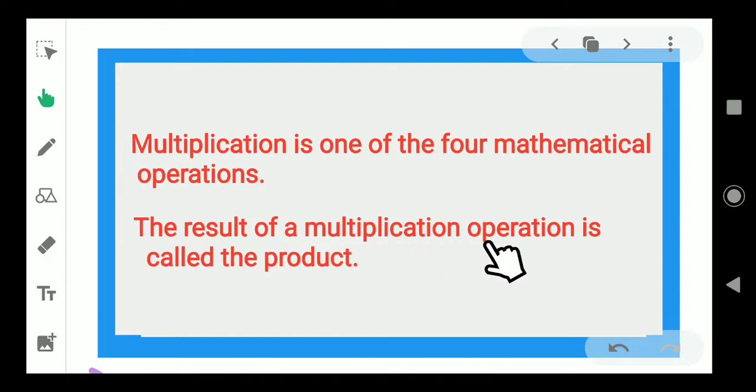The result of a multiplication operation is called the product. When we multiply two numbers, we will get one answer, no? That answer is called product. If you are asked to find out the product of 5 and 3, what will you say? Just multiply it. 5 into 3 is 15. So we can say that the product of 5 and 3 is 15.